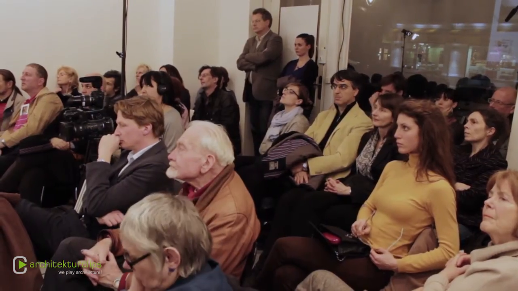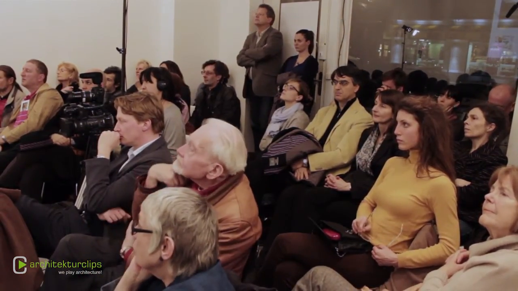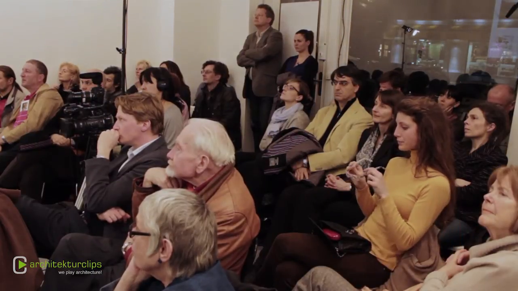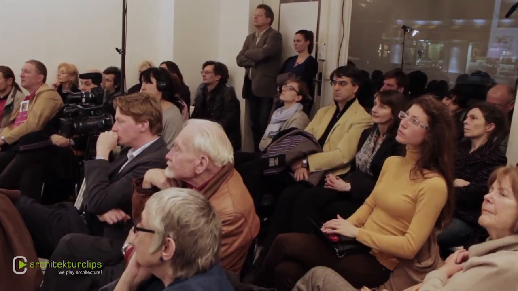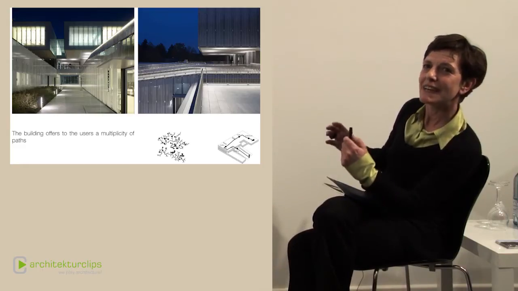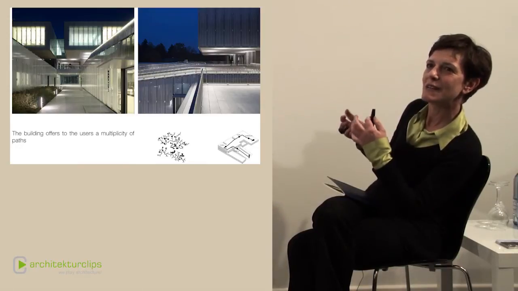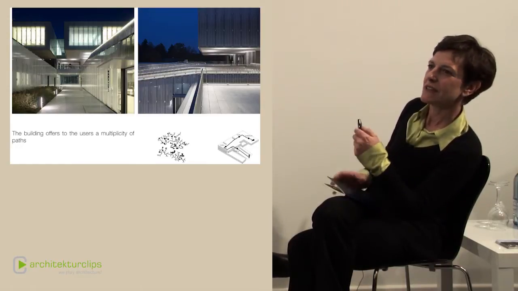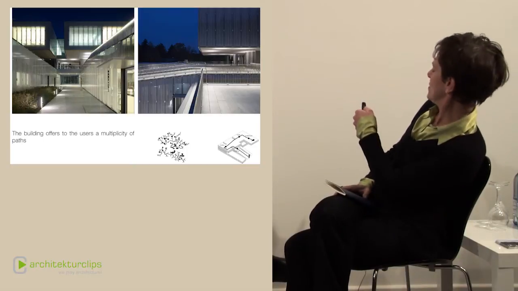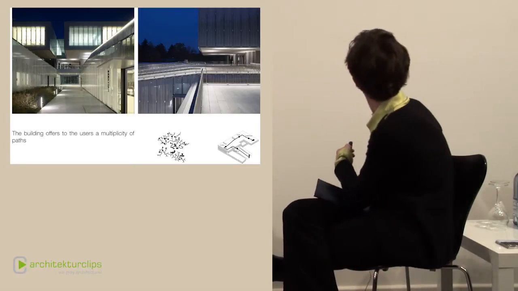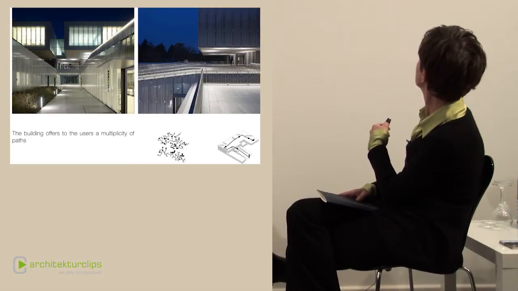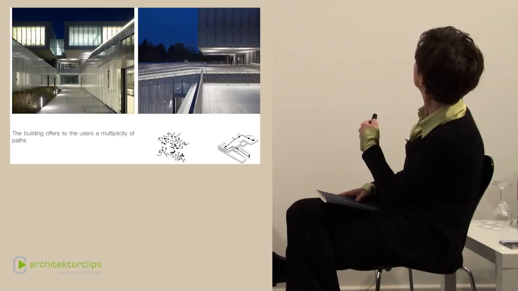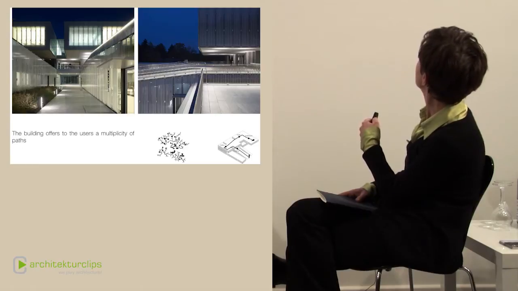The building is not a block. The building is a very open building. So the building offers to the users a multiplicity of paths, a multiplicity of streets and roads. The building is a kind of structure that has the same structure of urban tissue, aggregated in a different way. So you see that the main path for the user is a public path that starts from the city, so it enters this big ramp, then as you see in these diagrams, you cross to the museum, and then arrive at the auditorium.